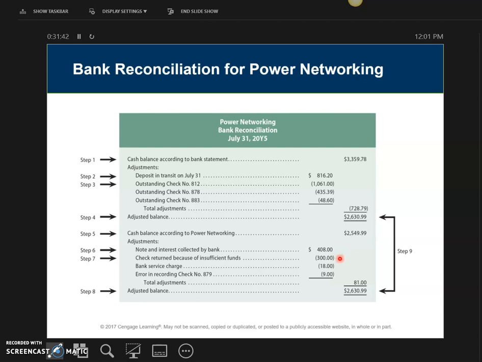That NSF check that the customer wrote me, that's going to be subtracted. The bank charged me $18 for a service charge. That'll be subtracted. And that $9 error for that check, I still need to subtract that. So I'm going to net this column and I get $81, which I'll subtract. And so now my bank adjusted balance equals my book adjusted balance. This is the bank side. This is the book side.